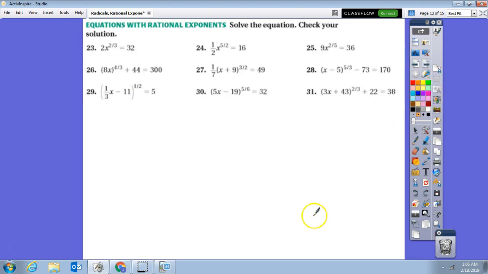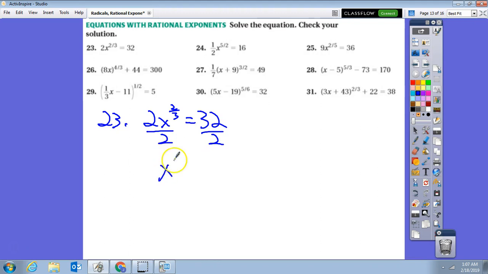Alright? Then we had some that looked like these, where you had a rational exponent. So first of all, the first thought you should normally have is to divide by 2 to get the x by itself. But it's x to the 2/3 power. What's 32 divided by 2? That's 16. So you've got x to the 2/3 power. Now x to the 2/3 power really means the cube root of x squared equals 16, because that's that exponent as a radical.